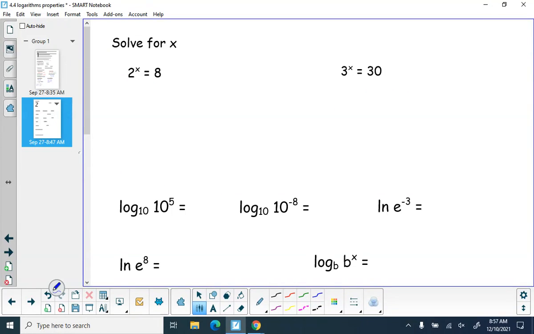3 to the x is equal to 8. And we can use our noggin on that one and solve that problem. We get a value of what then? 3?